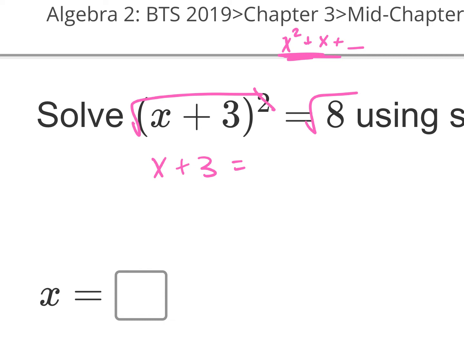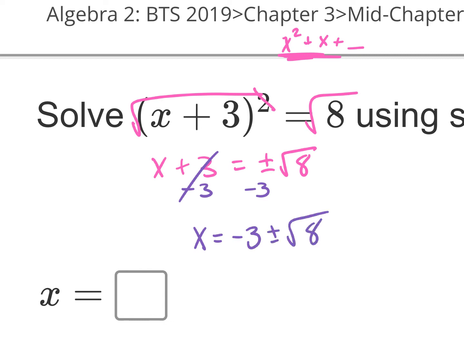What do I have to remember to do when I take the square root of both sides? Plus or minus square root 8. And then what's the next thing I should do? Subtract 3. Can I combine negative 3 and square root 8? No. So it's x equals negative 3 plus or minus square root 8.